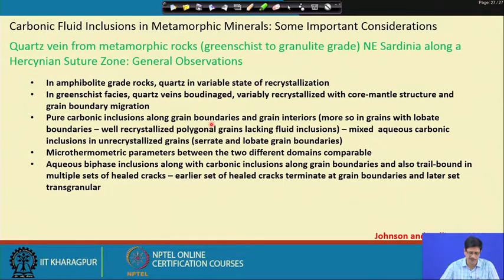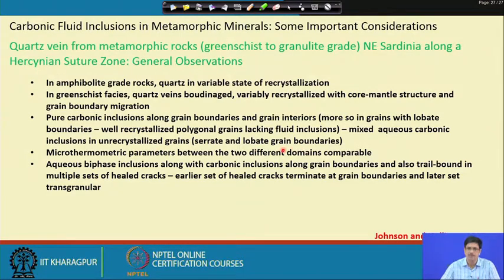So, what was interestingly observed was that the pure carbonic inclusions were occurring within the crystals along grain boundaries and also in grain interiors, and the population of such carbonic inclusions was greater in grains which have lobate or sutured boundaries, whereas the quartz crystals which have undergone recrystallization resulting in well developed straight boundaries and polygonal grains do have a scarcity or lack of inclusions in terms of inclusion population. The mixed aqueous carbonic inclusions are also present in the unrecrystallized grains, which also have serrate or lobate grain boundaries.